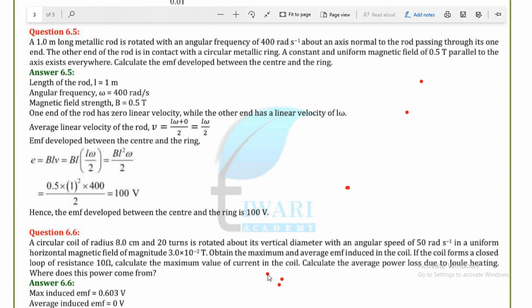You can see this question on your screen and solution is also given here. I will explain the solution here. Okay, so if there is any doubt, you can discuss doubt with us.